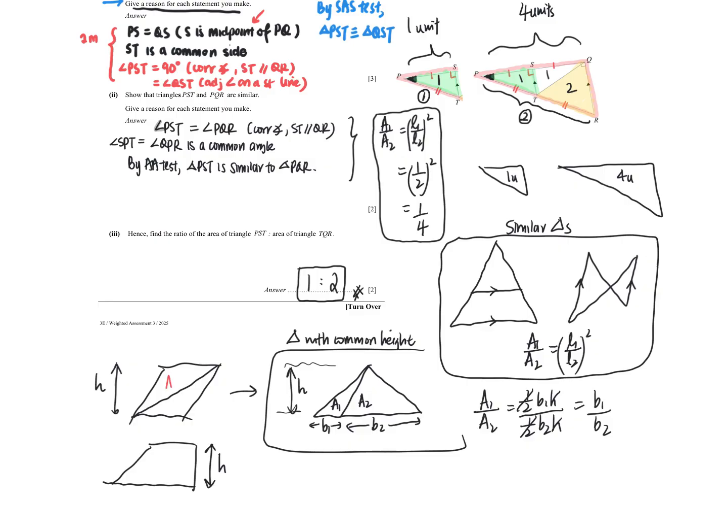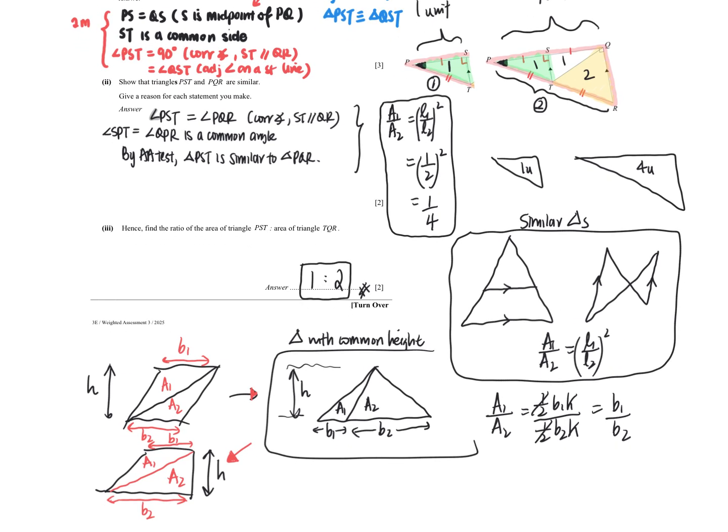So if you want A1 over A2, it is B1 over B2. This one also. So these two are just extensions from triangles with common height. Just a recap: the only difficult part is the last part, where they ask you about the ratio of area. When to square, when not to square, you need to look at the condition. That one I can't prepare you enough. You just need to look at the condition.